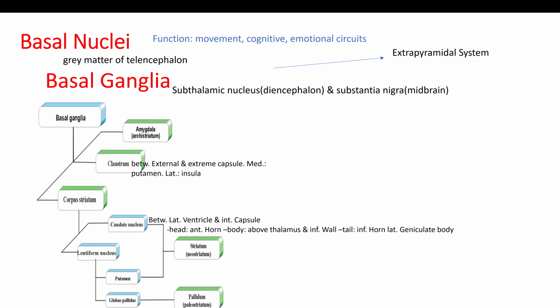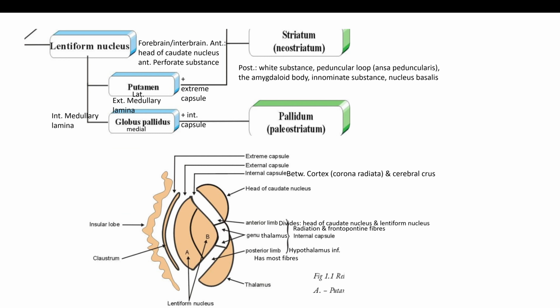Then there is the lentiform nucleus. Its superior half arises from the forebrain and also partially from the interbrain. Anteriorly it is connected with the head of the caudate nucleus and the anterior perforated substance. Posteriorly, it has the white substance forming the peduncular loop, also known as ansa peduncularis, the amygdaloid body, the innominate substance, and the nucleus basalis with cholinergic neurons.